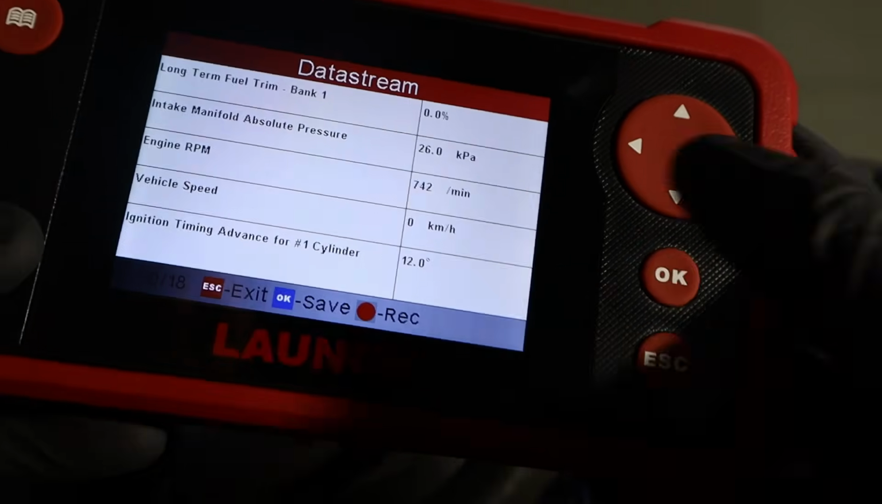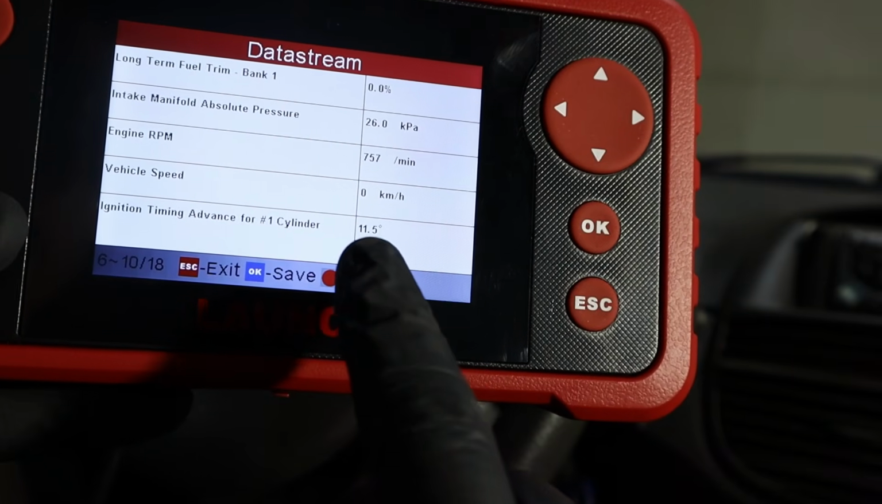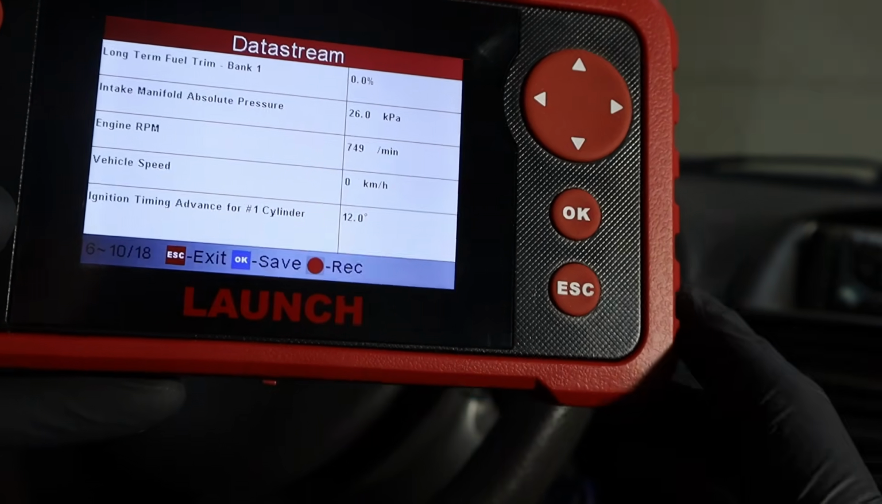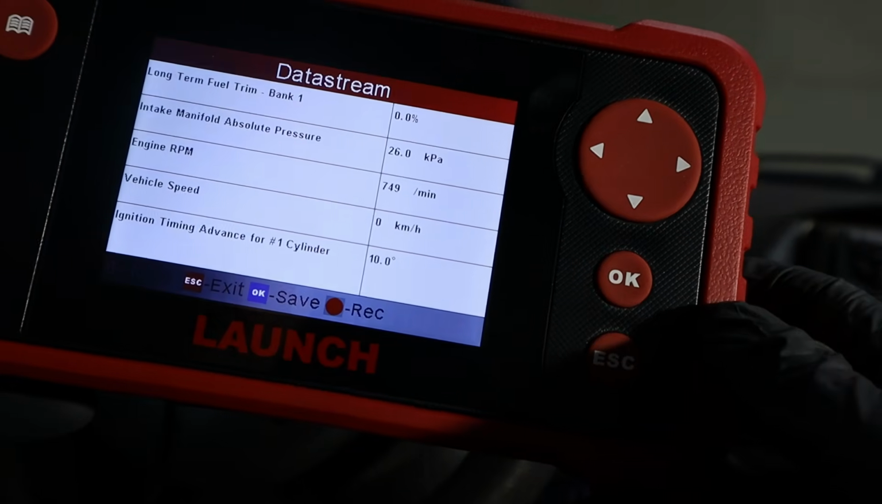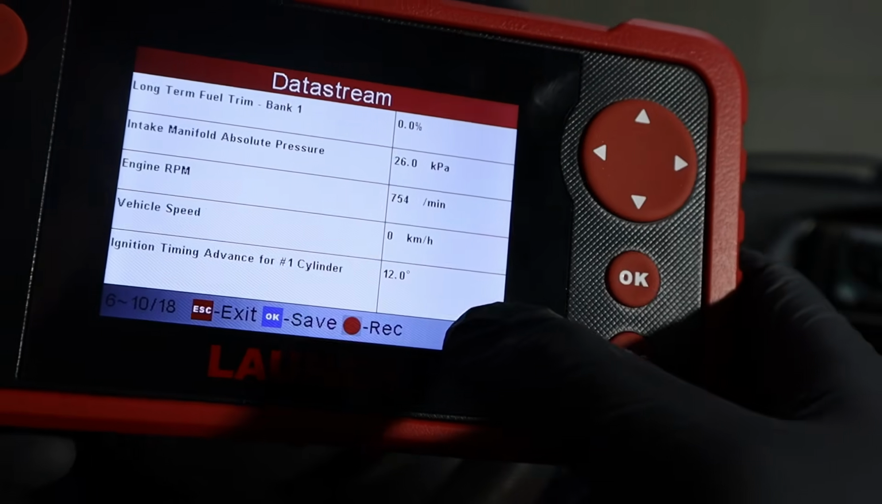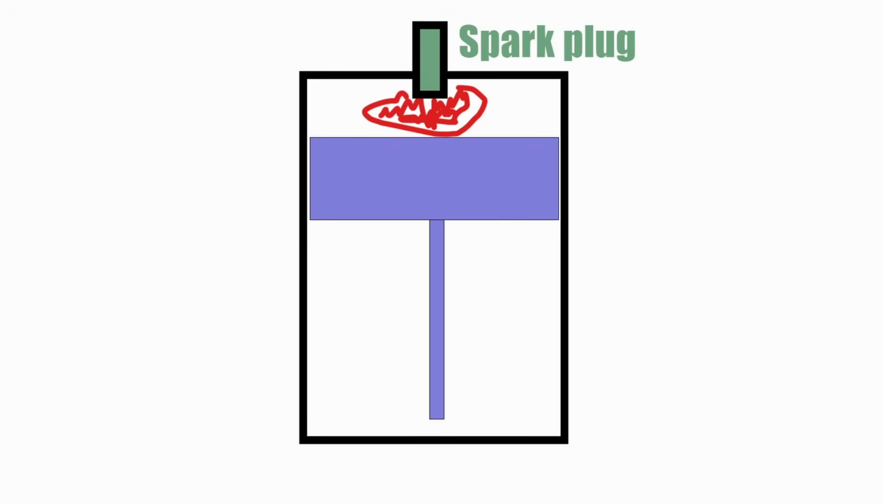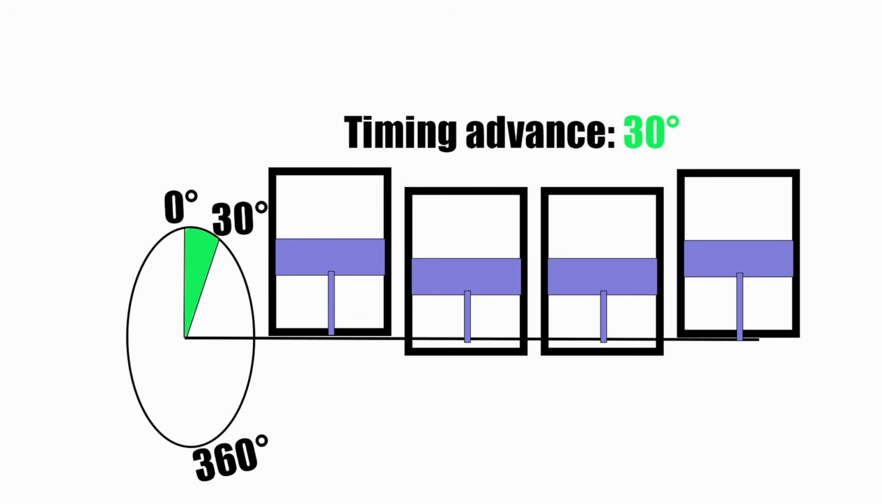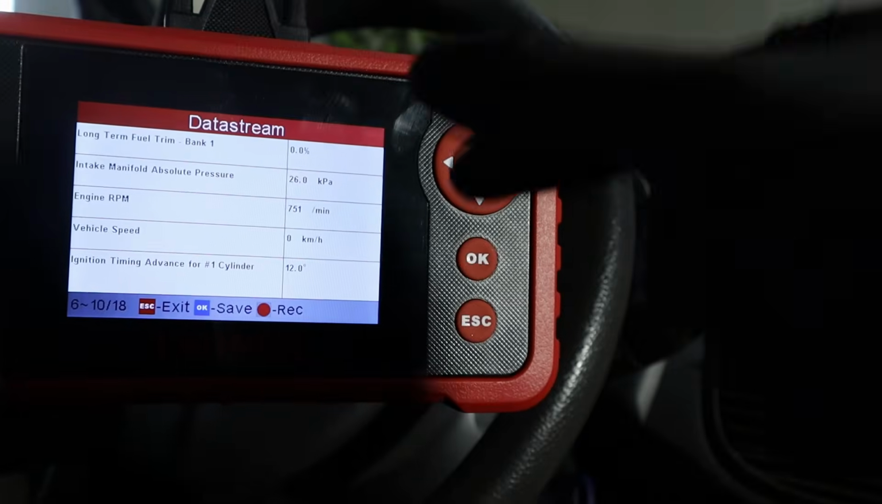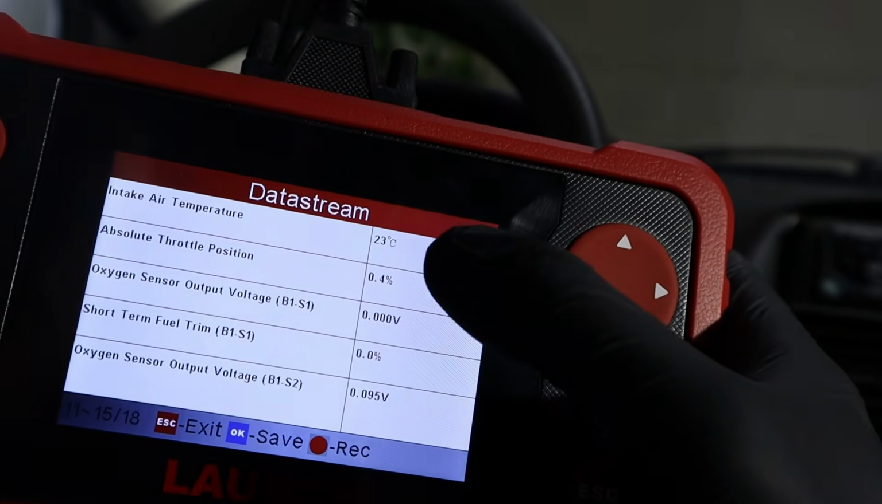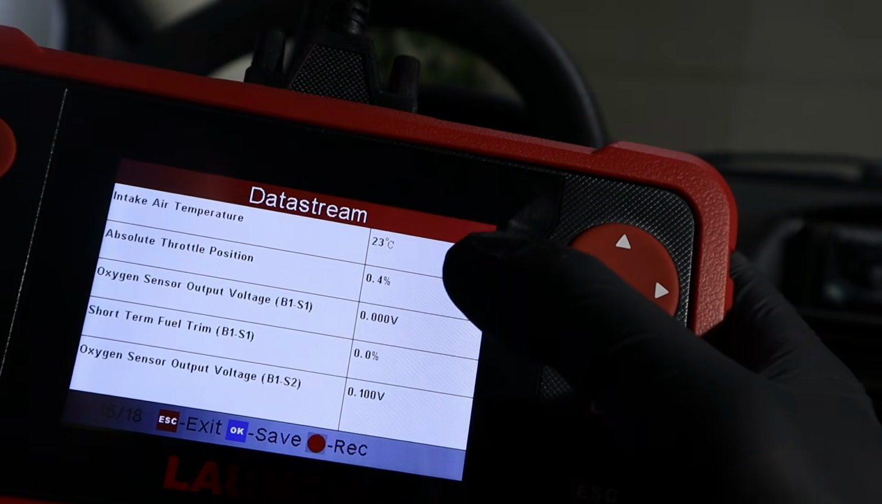Ignition timing advance. For this value you just want to see a positive number. If you see negative, that means you have timing retardation, and that is not healthy for your engine. If you see a positive value, everything is okay. Now this 12 degrees means that right now my spark plugs are firing when the piston needs 10 more degrees of rotation so it can reach the top of the cylinder. Next we have intake air temperature, that is also really self-explanatory.